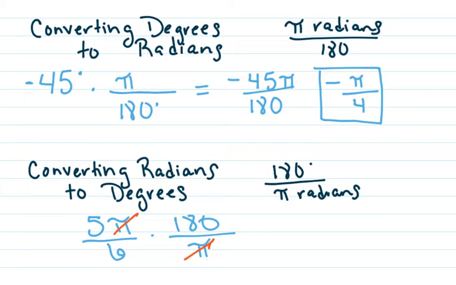Okay, now we have 5 times 180 on the top, and if we take that guy, that is going to give me 900. And on the bottom, you just have the 6. So then the last thing is take your 900, divide it by 6, and you are going to get 150 degrees.